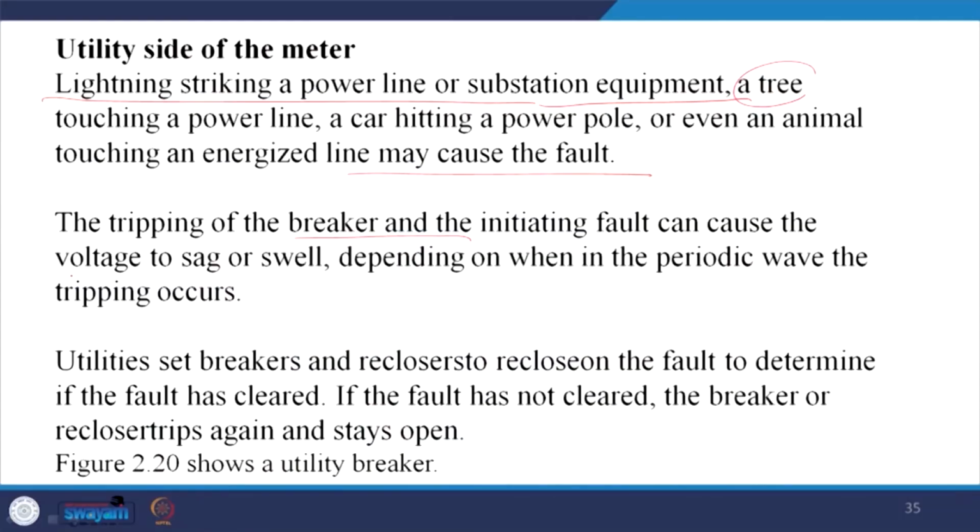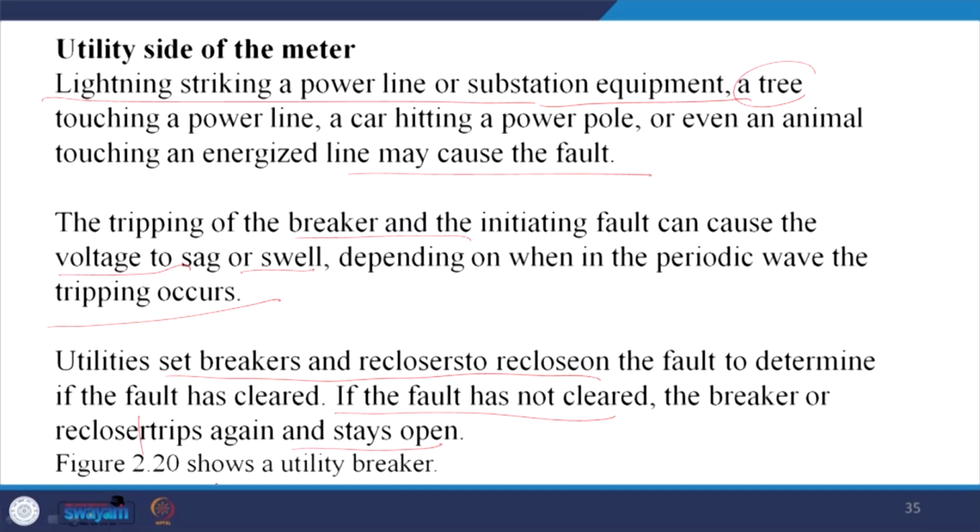The tripping of the breakers and initiating a fault can cause voltage sag in one line and thus voltage swell in another line, depending on when the periodic wave tripping occurs. The utilities set the breakers and reclosers on the fault to determine if the fault has been cleared. If the fault has not cleared, the breaker or the reclosers trip again and stay on.